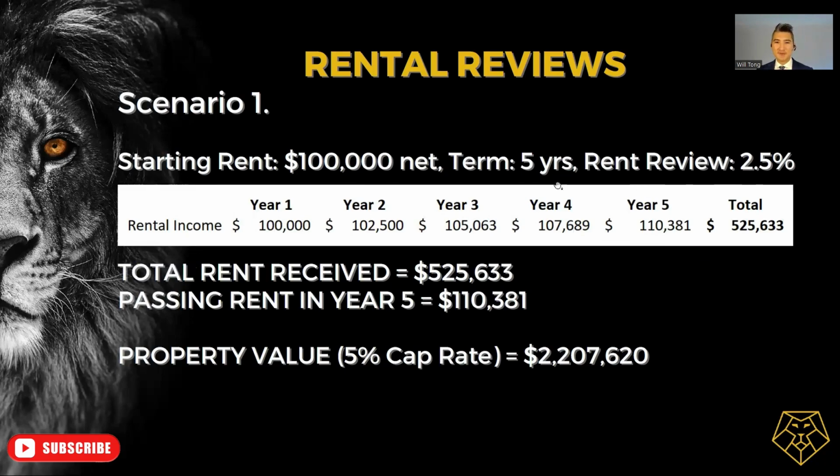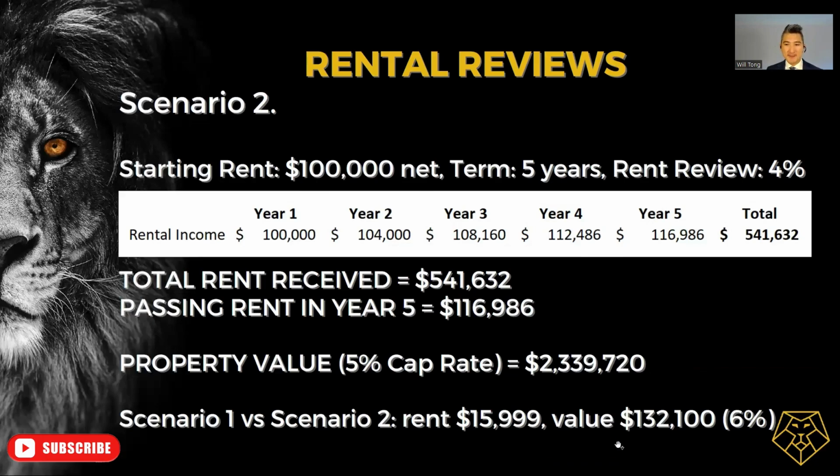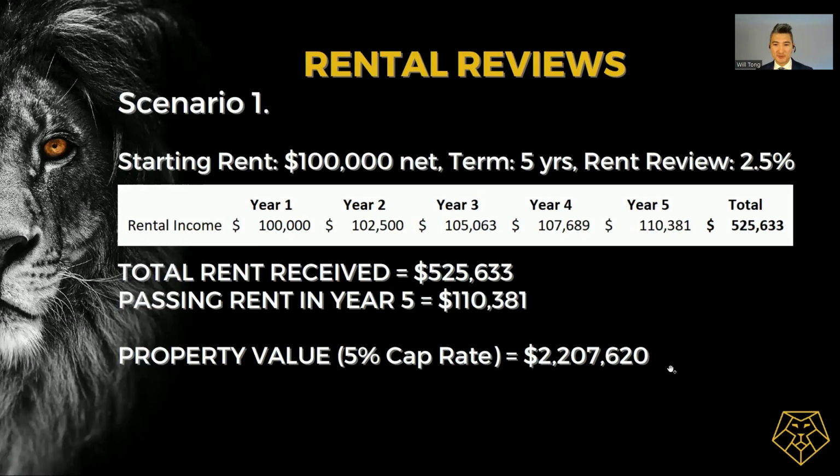So over the 5-year lease term, you will have collected a total of $525,633. And the passing rent in year 5 will be $110,381. Okay, pretty straightforward. Now, how does that affect the value of your property? So let's say the cap rate of the property is 5%. At the end of 5 years, your property is going to be worth somewhere around $2.2 million because it's a passing rent, 110,000 divided by 5%. So your property should be valued at around $2,207,000. Okay, so that's scenario one.